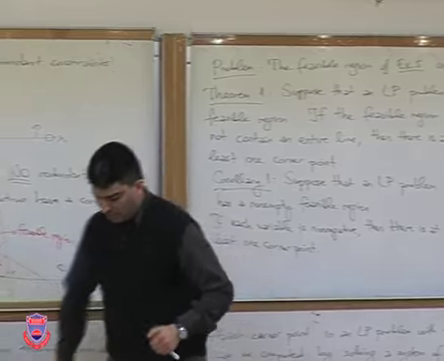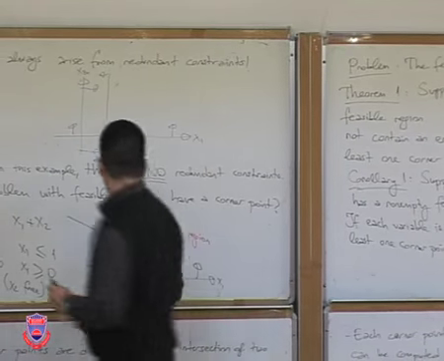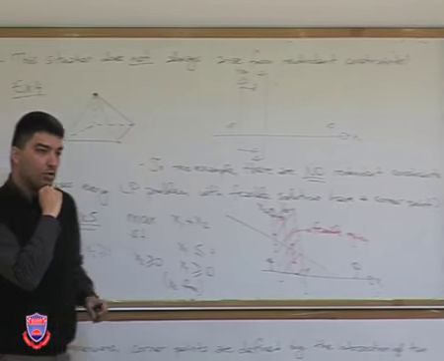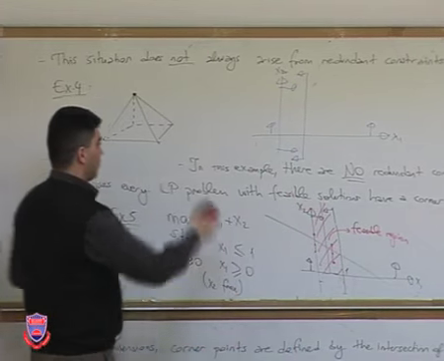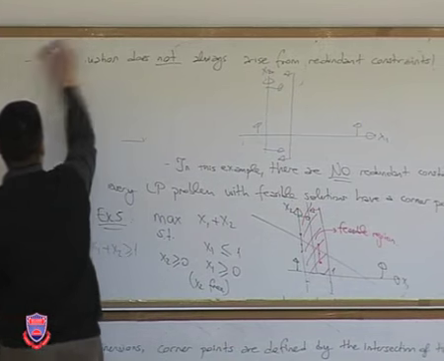So now I can pose the following question. We know exactly when we can have corner points for an LP problem. So the question is, what is so special about them? Why do we care about corner points?